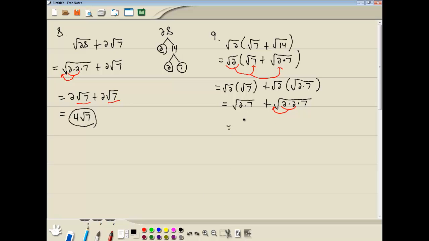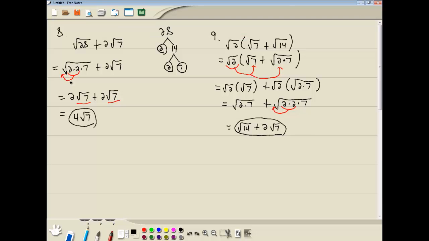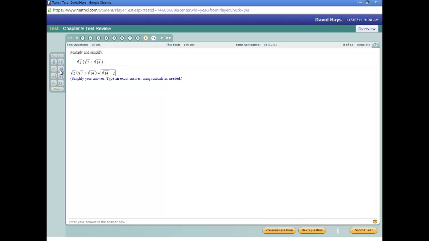Now here we don't have a pair of anything, so I'll go ahead and multiply them together. 2 times 7 is 14. Plus, a pair of 2's came out as a single 2, and we're left with a 7 inside. So that'd be your answer. Square root of 14 plus 2 square root of 7.